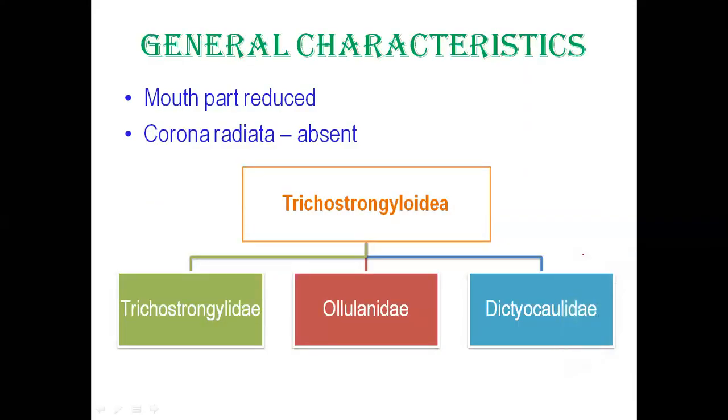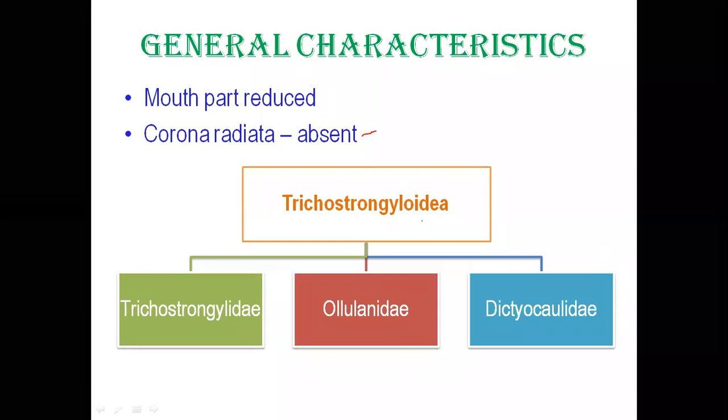Okay, so the general characteristic of Trichostrongyloidea is that, unlike the superfamily Ankylostomatoidea, sorry, the mouth is very much reduced. In case of Ancylostoma, if you remember, they have a wide open mouth with the presence of teeth, right? But in this case, the mouth part is reduced, and unlike Strongyloidea, the corona radiata is also absent here.